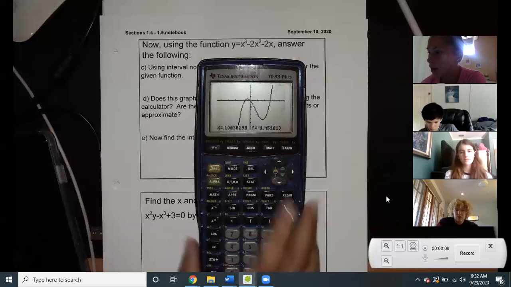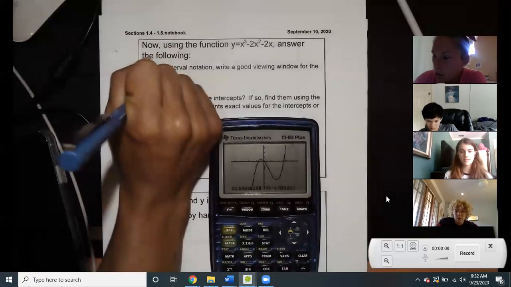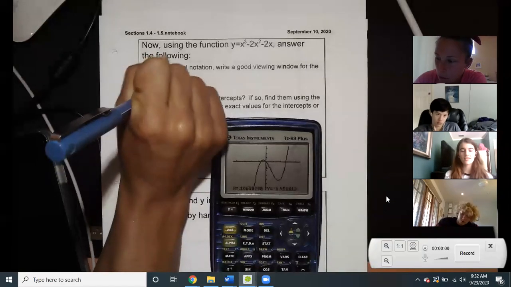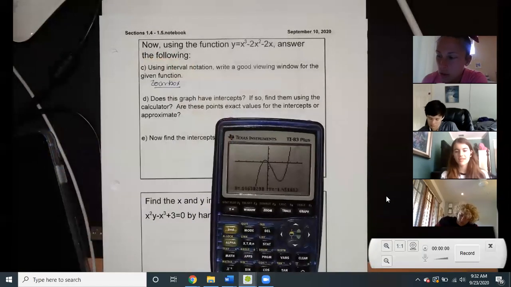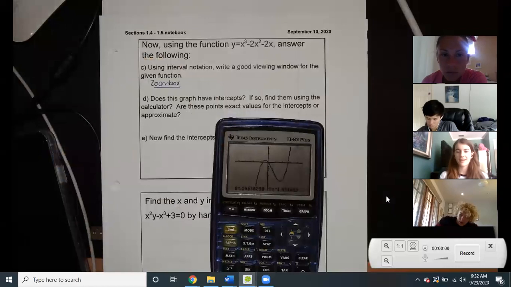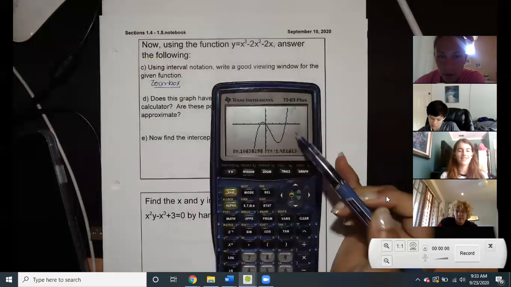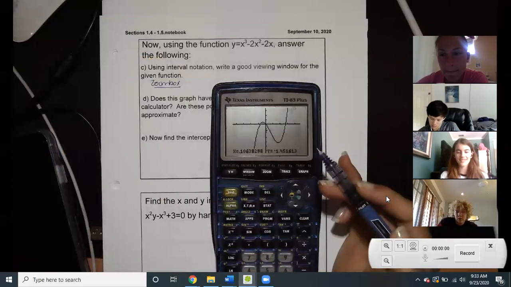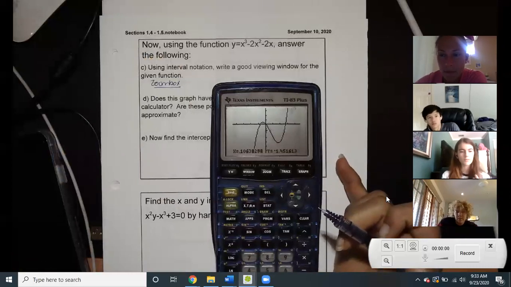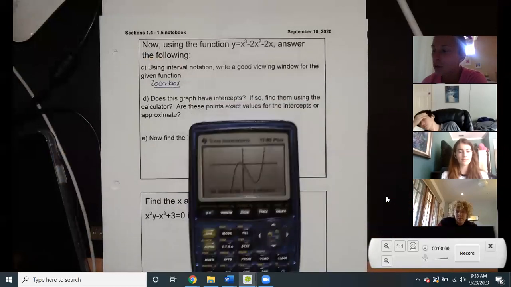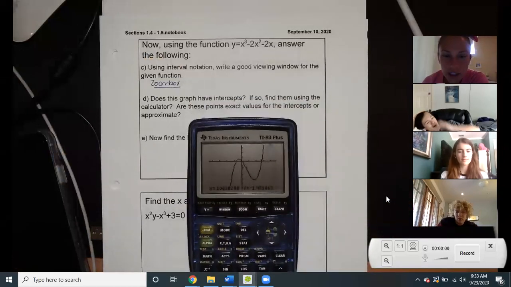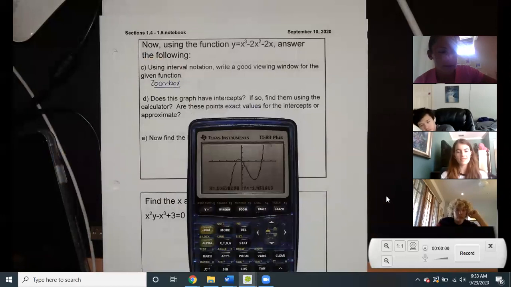Okay, so I just wanted to show you that, and I'm just going to write here, zoom box. Okay, is what will help you with that. Okay, so does it appear that this has intercepts, y or x intercepts? Yes, it does. Okay, so let's go through. I'm going to show you how to find one. It's a very similar process to how we found the maxes and mins. And then I'm just going to give you the rest to save some time.